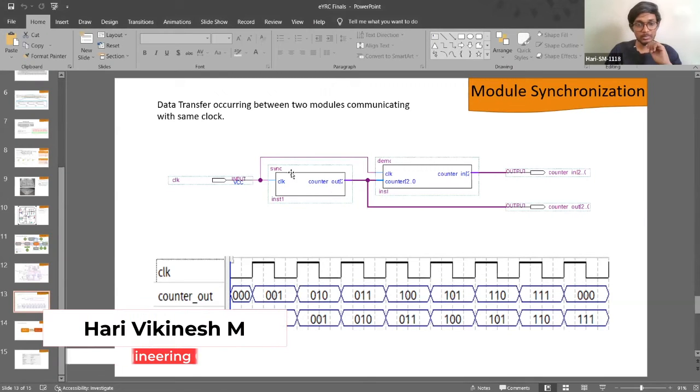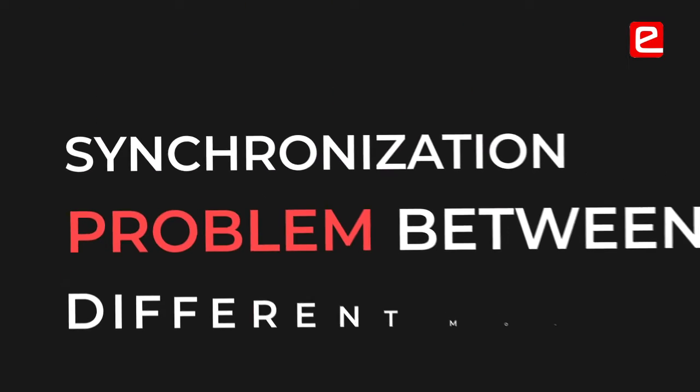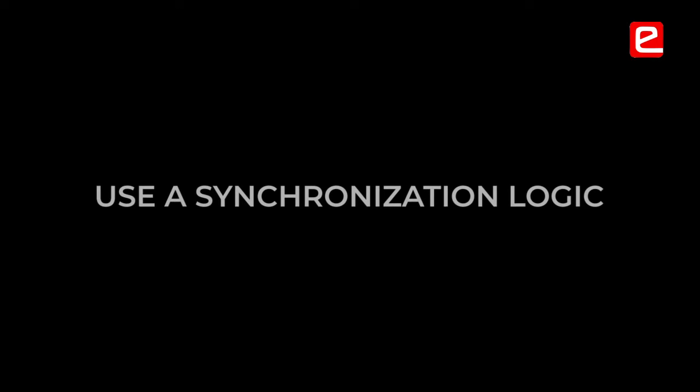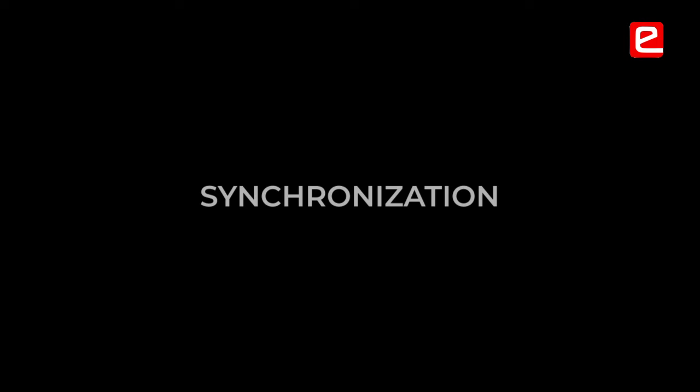In the first module named sync, the value is being updated on the first clock cycle, and this is being reflected at the second clock cycle of the other module. This is what we actually mean by a synchronization problem between different modules. If we wanted to eliminate this, we need to use synchronization logic, and we have done this with the help of a synchronization flag.